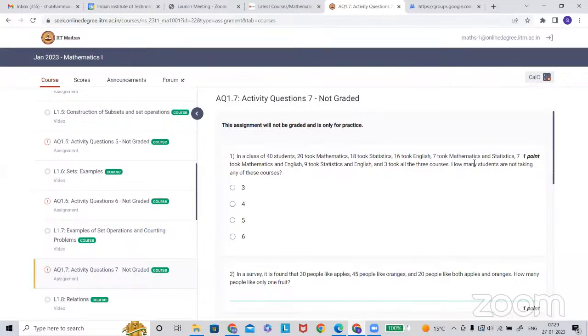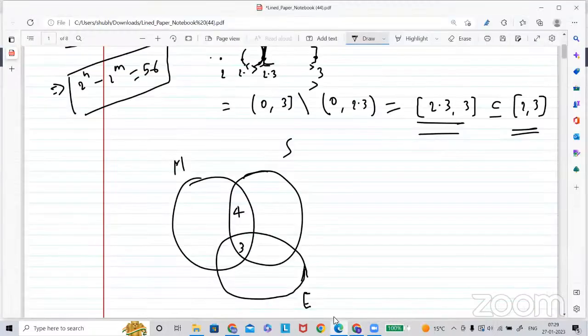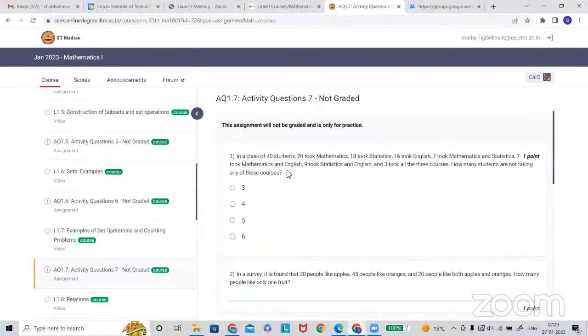Mathematics and English. So 7 took mathematics and English, also 4. Again, here is 4. Now the other part is 6. The other part is 9 took stat and English. Yes, so it is going to be 6, 3, 9.